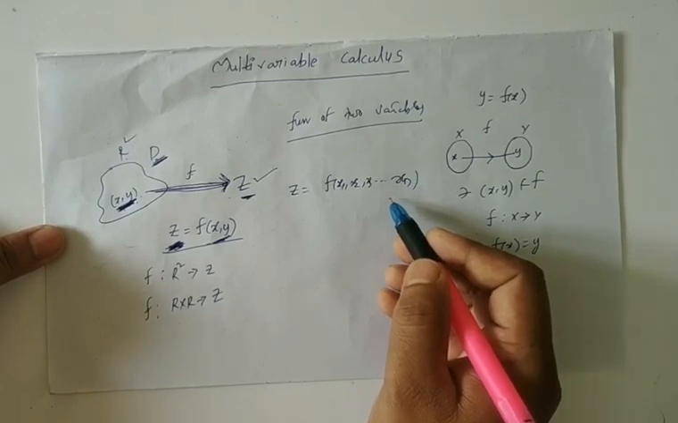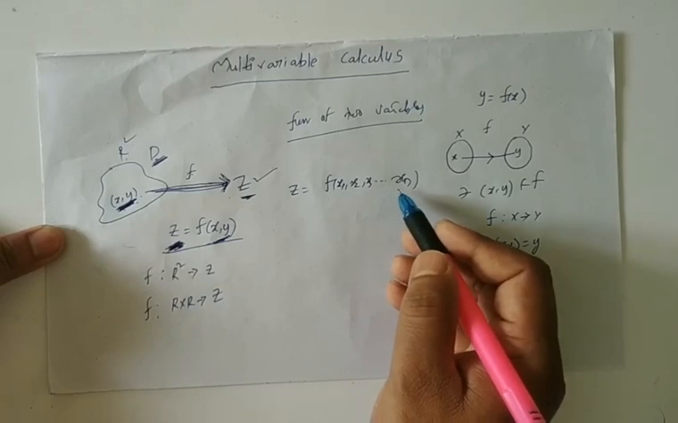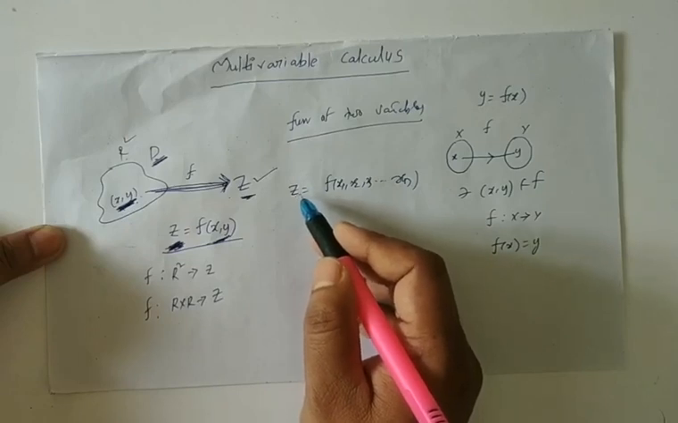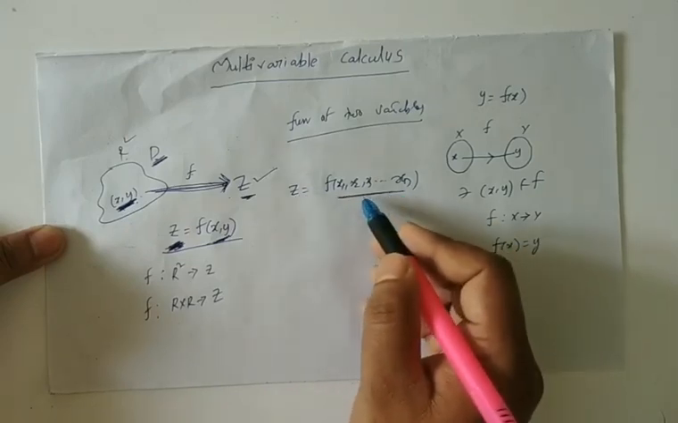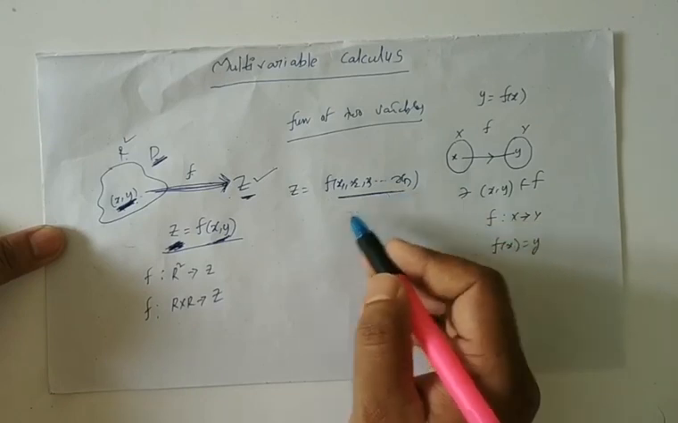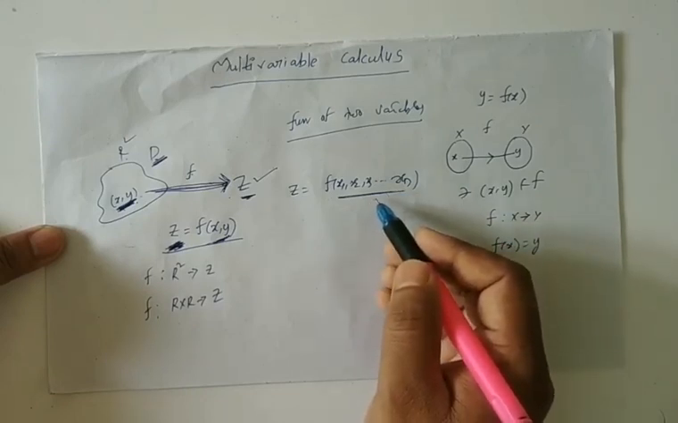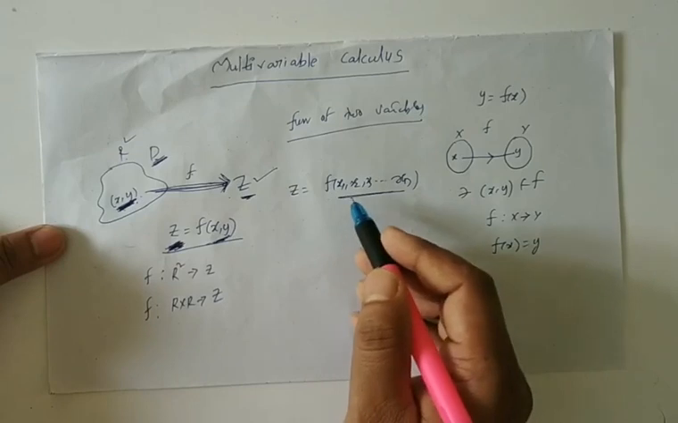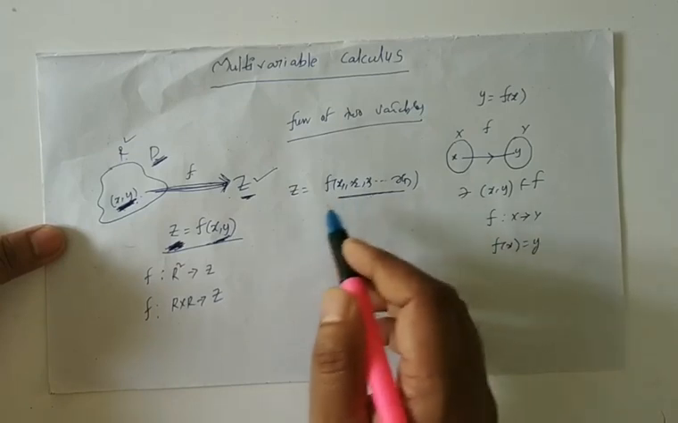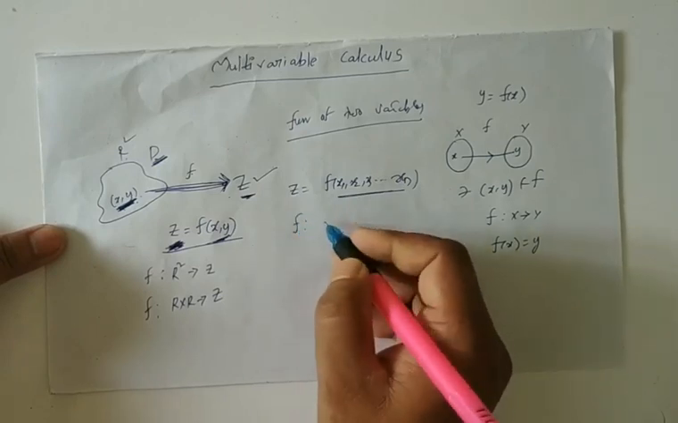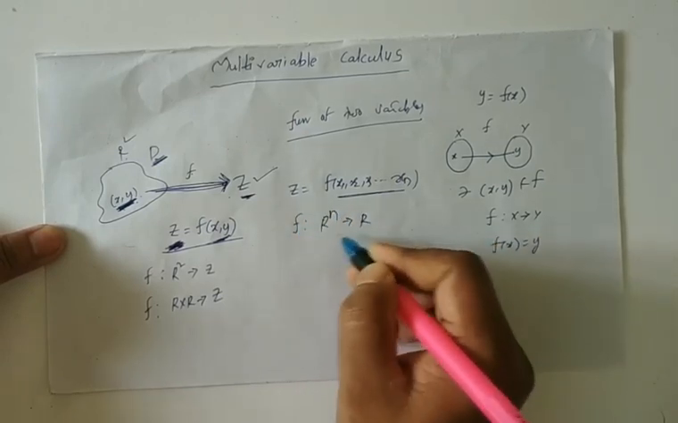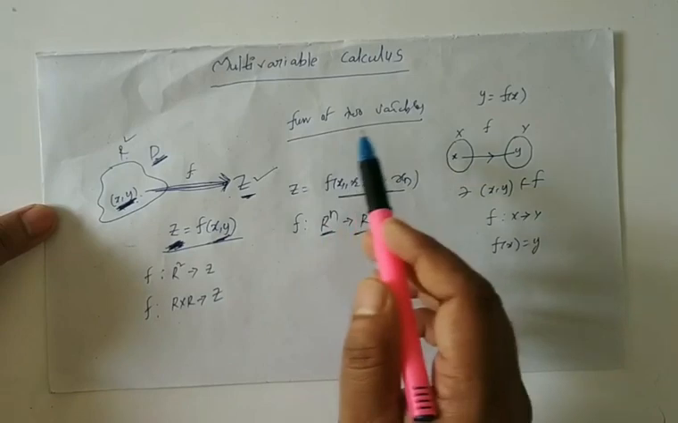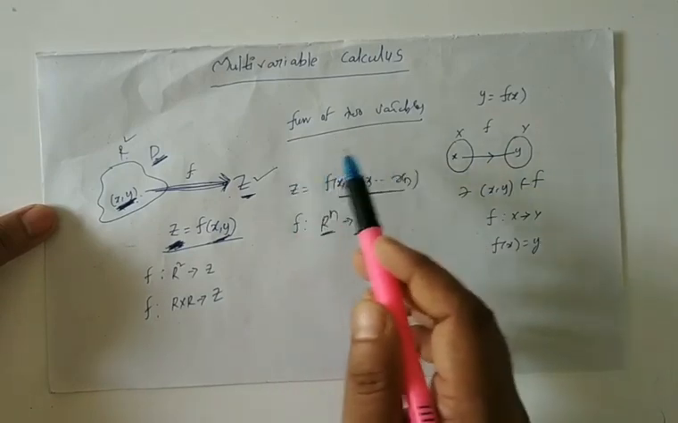Here the variables x1, x2, x3 and so on up to xn are called n independent variables, and z is called the dependent variable. The point (x1, x2, x3, ..., xn) is called an n-tuple and lies in an n-dimensional space. This is nothing but a function of n variables. Just remember, in this case f maps from R^n to R.